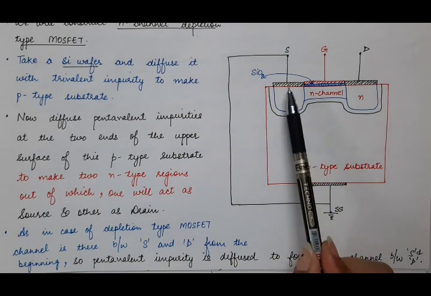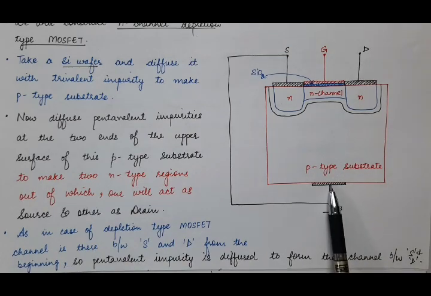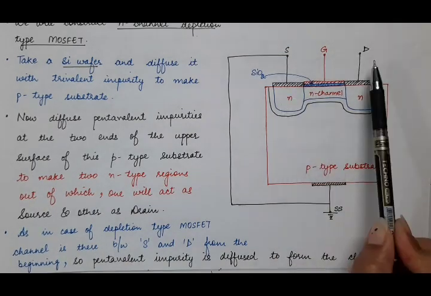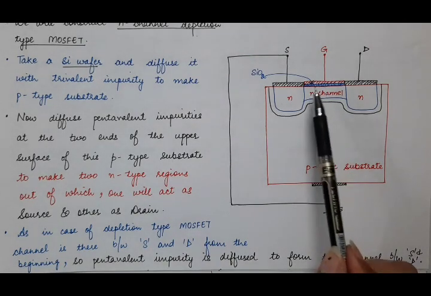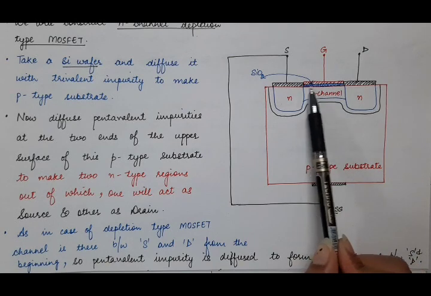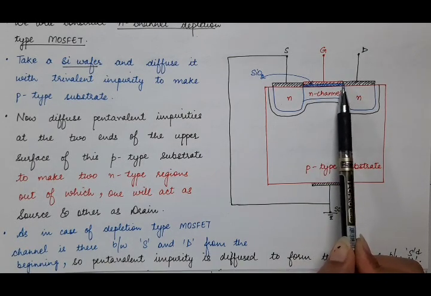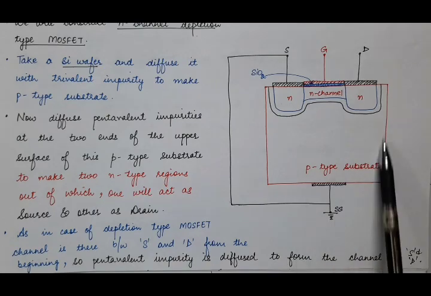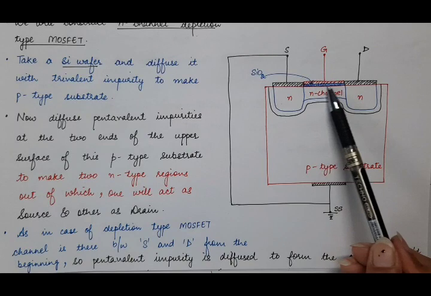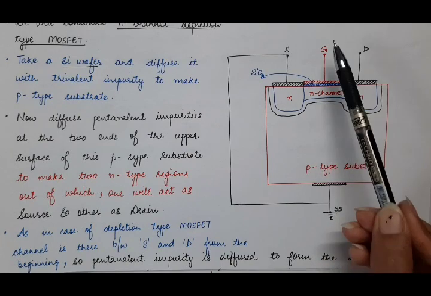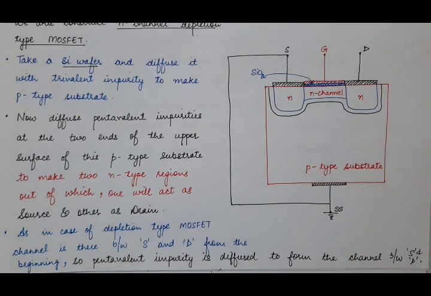Then metallic contacts are developed for source terminal, for drain terminal and for substrate terminal. And then a very thin layer of silicon dioxide is developed over this P-type substrate. And then for the gate terminal, again the metallic contact is used, which will act as gate terminal. And then as in case of enhancement type MOSFET, here again we have a total of 4 terminals.